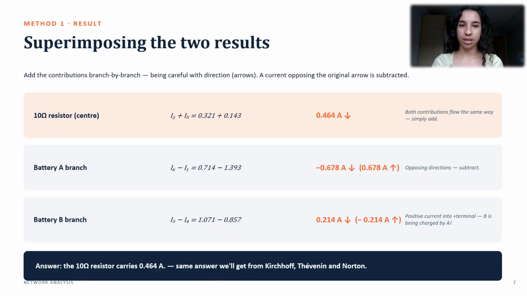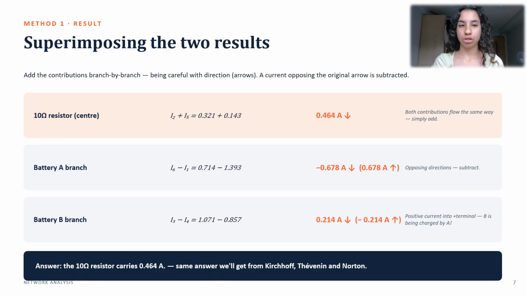Or wait, was it the same direction? Yeah, my bad. They came in the same direction, so you add them, okay, because both of them are in the same direction. You get 0.464 amps down, okay, because they were both going like this, and then it goes this way. You get I2, I5, and then it still goes downwards.